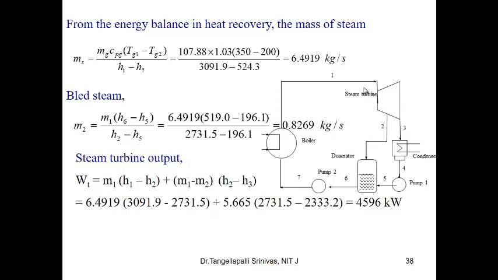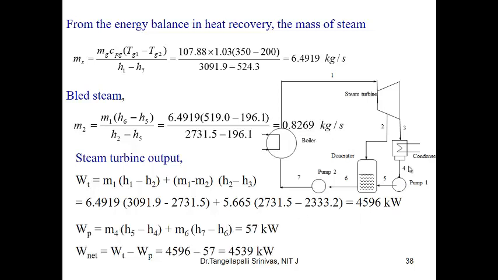In the first stage, we can say this is state 1 to state 2, and in the second stage this is state 2 to state 3. So m1 (h1 minus h2), whereas in stage 2, since some steam is used for the feed water heater, (m1 minus m2) is the amount of steam expanded in the subsequent process. So the gross output from the steam turbine is 4,596 kilowatts. That's 4.596 megawatts.